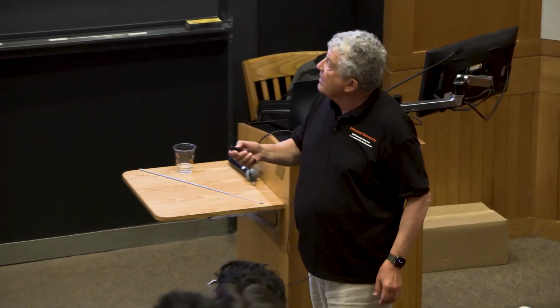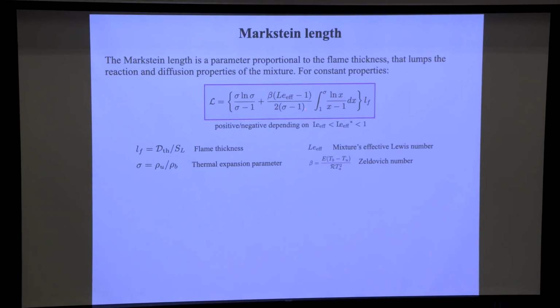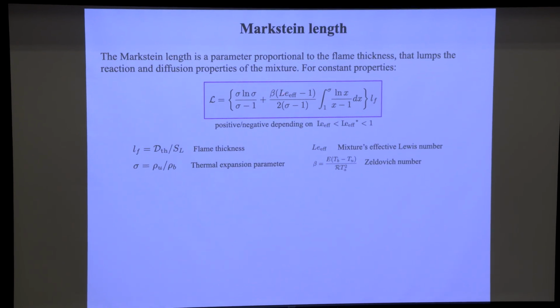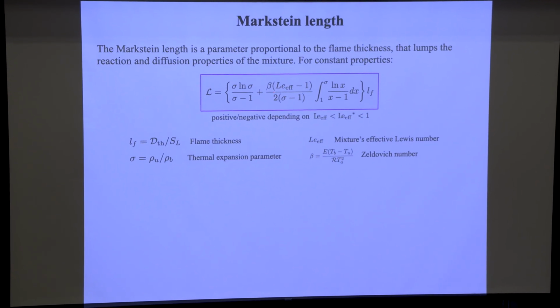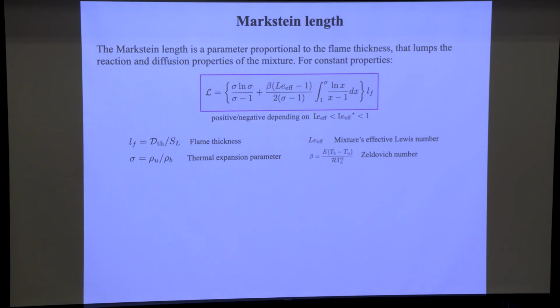And it's also positive, so it can be verified that it's positive. It has no consequence. But what you have here is the effective Lewis number minus 1. I will define it soon. So this term can sometimes be positive, sometimes negative, depending on the effective Lewis number. In other words, it affects the Markstein length.